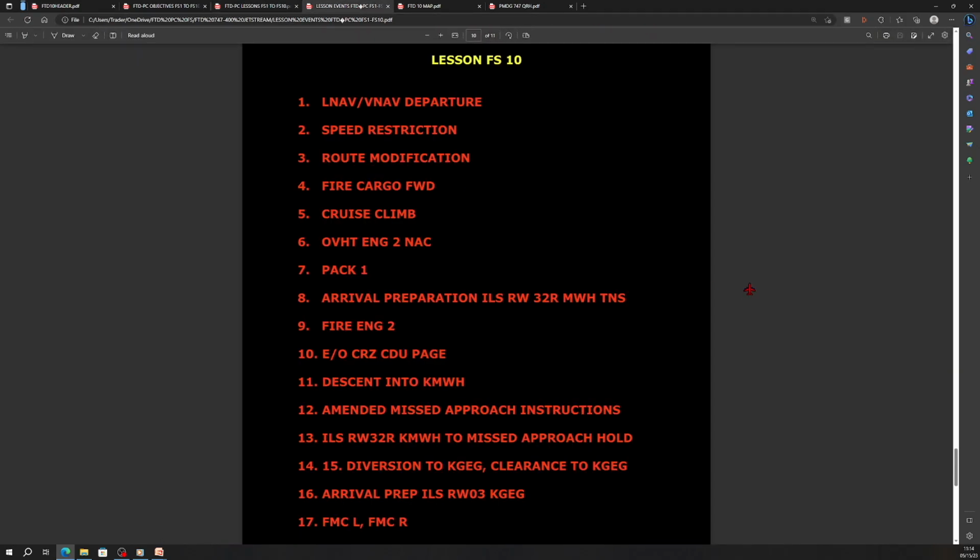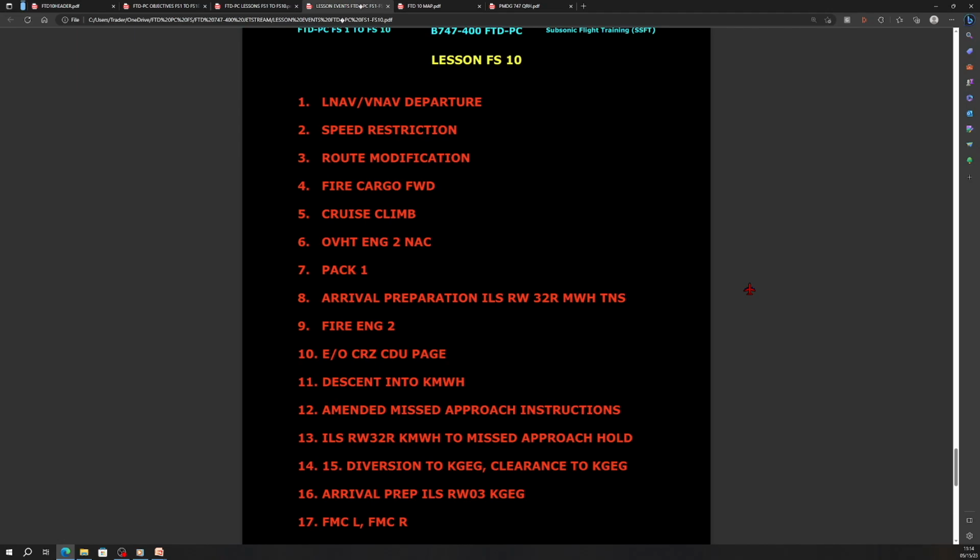Here are the lesson events. LNAV, VNAV departure. We will get a speed restriction. We've done that a couple of times, but we'll get a speed restriction to maintain a certain speed to a certain altitude. There is a route modification on this lesson, and typically you always get one on a check ride in flight.